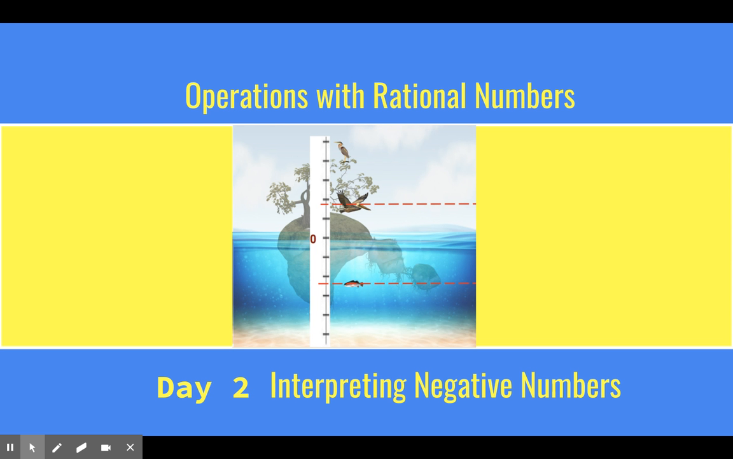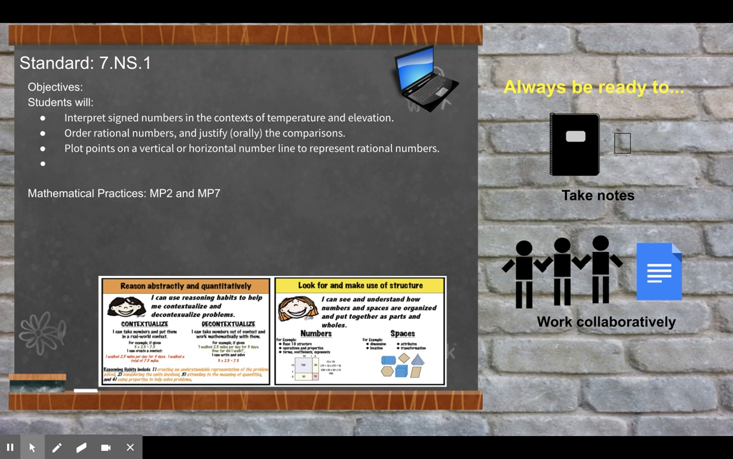So today we're going to talk about operations with rational numbers once again, and we're on day 2 of interpreting negative numbers. Our standard for today is 7.NS.1, and our objectives are that students will interpret signed numbers in the context of temperatures and elevation. We're also going to order rational numbers and justify the comparisons, and plot points on a vertical or horizontal number line to represent rational numbers.